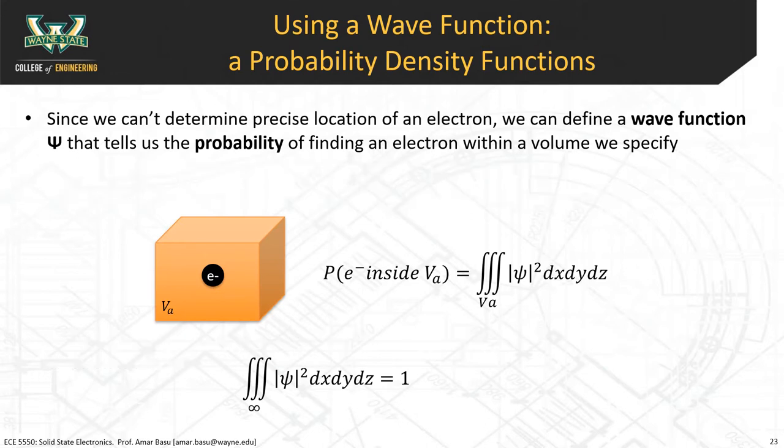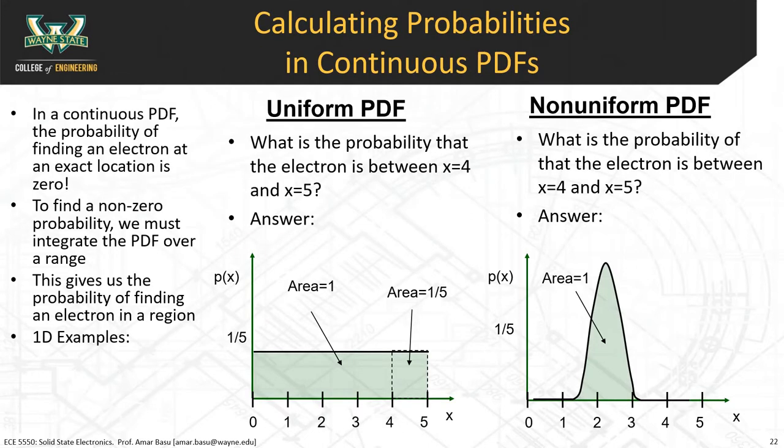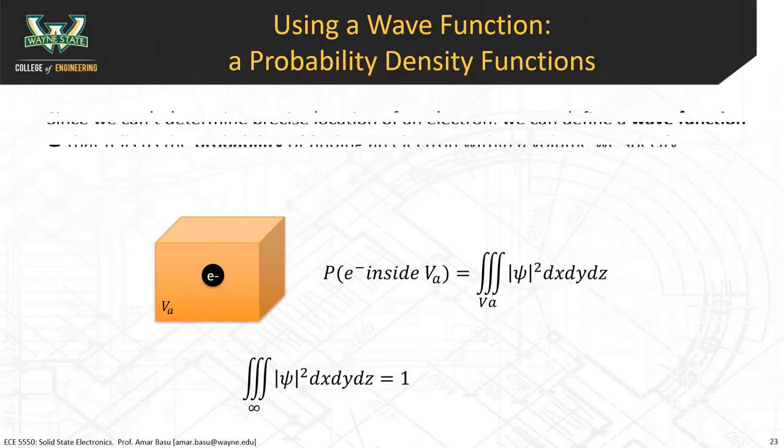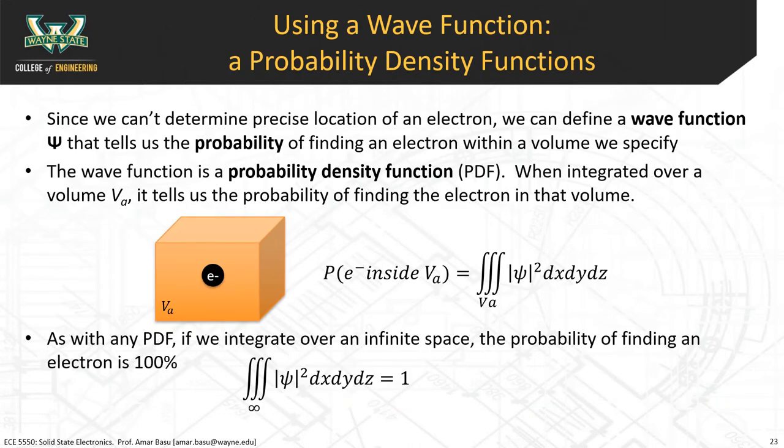Now, these examples happen to be one-dimensional probability density functions. They only tell us about the x-coordinate. But we could have three-dimensional probability density functions in x, y, and z that tell us the probability of finding an electron in three dimensions, which is the real world. The real world is in three dimensions. So the wave function, the solution to the Schrodinger equation, tells us the probability density of finding an electron in a particular region.